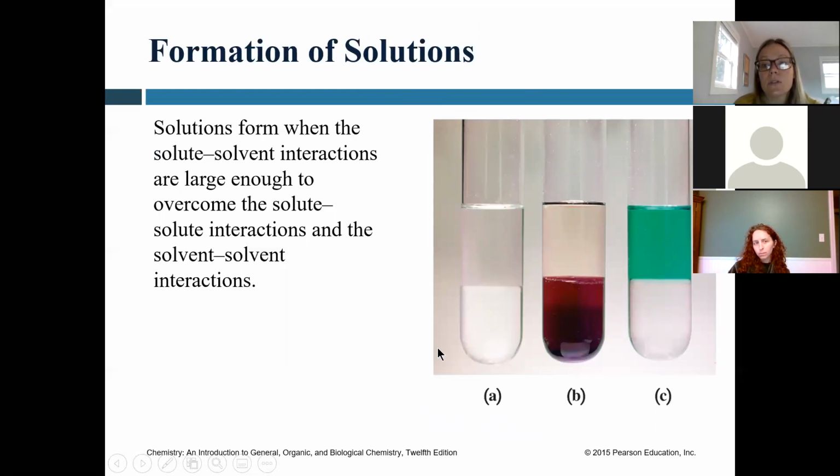Why do we get solutions sometimes and not other times? Sometimes you pour two things together and they don't become a solution. Like if I took a bunch of copper pennies and I stuck them in a container of water, they're not going to become a solution, because there isn't enough attraction between the solute and the solvent. The solute, what's being dissolved, and the solvent, what's doing the dissolving, need to have a pull or an attraction to each other.